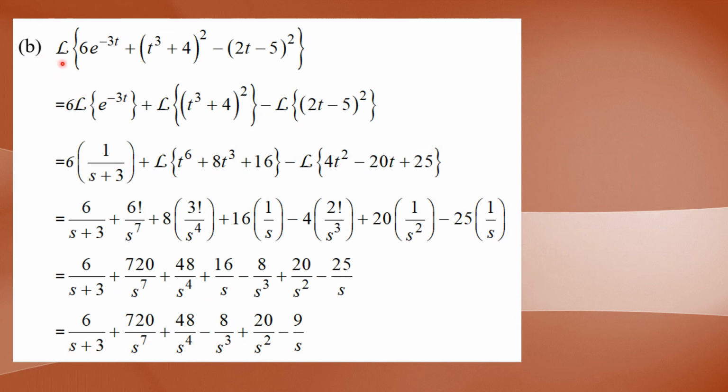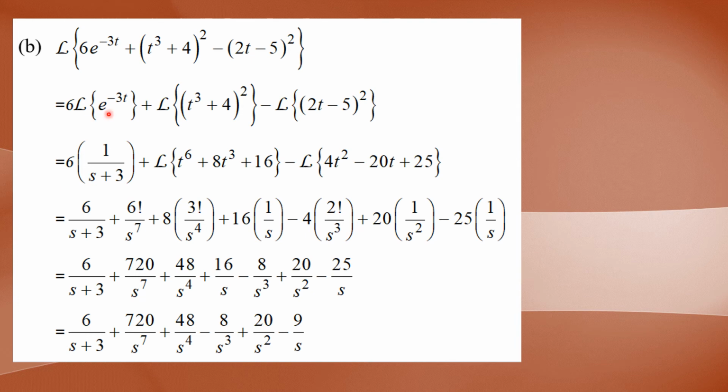Question part B. The Laplace transform of 6e to the negative 3t plus (t cubed plus 4) squared minus (2t minus 5) squared. By the linearity of the Laplace transform, the Laplace transform of the sum of these three terms is equal to the sum of the Laplace transform of each of these terms. For the first term, the Laplace transform of 6e to the negative 3t can be written as 6 multiplied by the Laplace transform of e to the negative 3t.